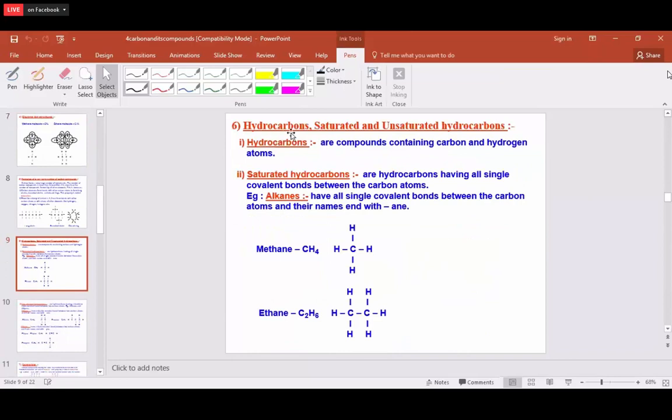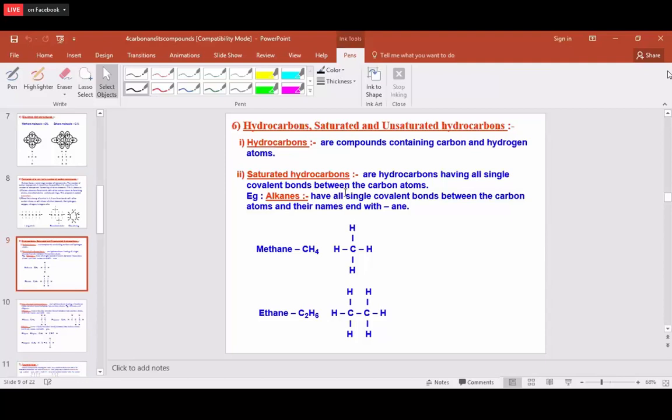Next one is the hydrocarbons, saturated and unsaturated hydrocarbons. From the name itself, we can identify what a hydrocarbon is. A hydrocarbon is nothing but a compound that contains only carbon and hydrogen. That we call hydrocarbons.